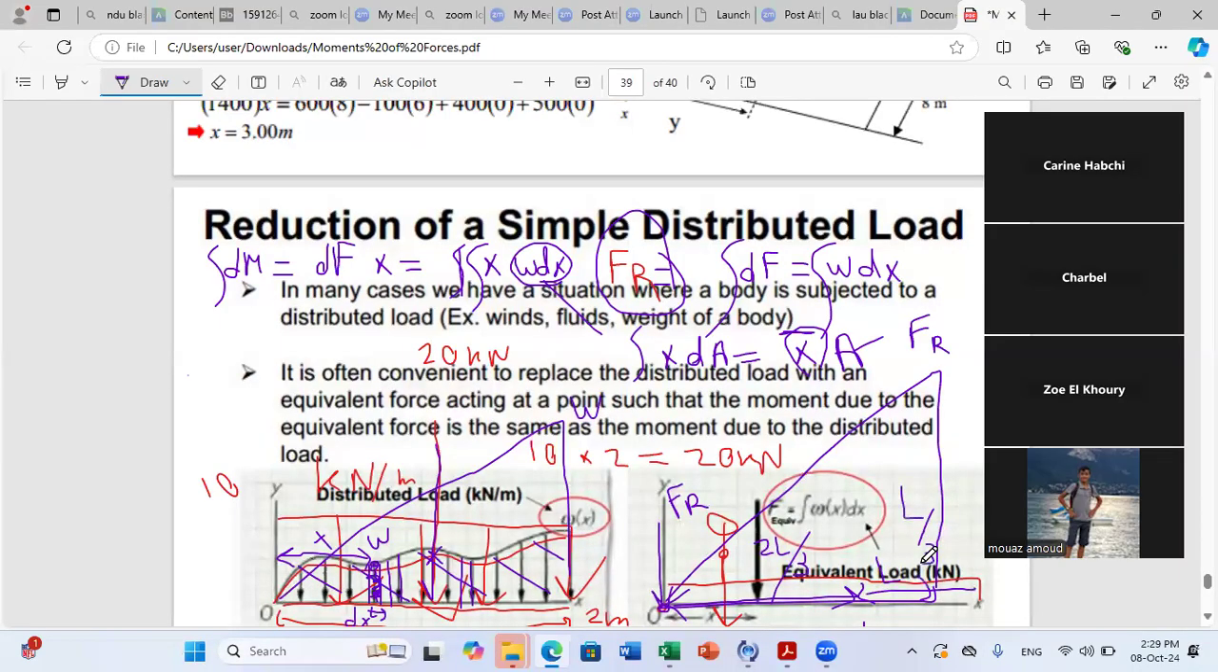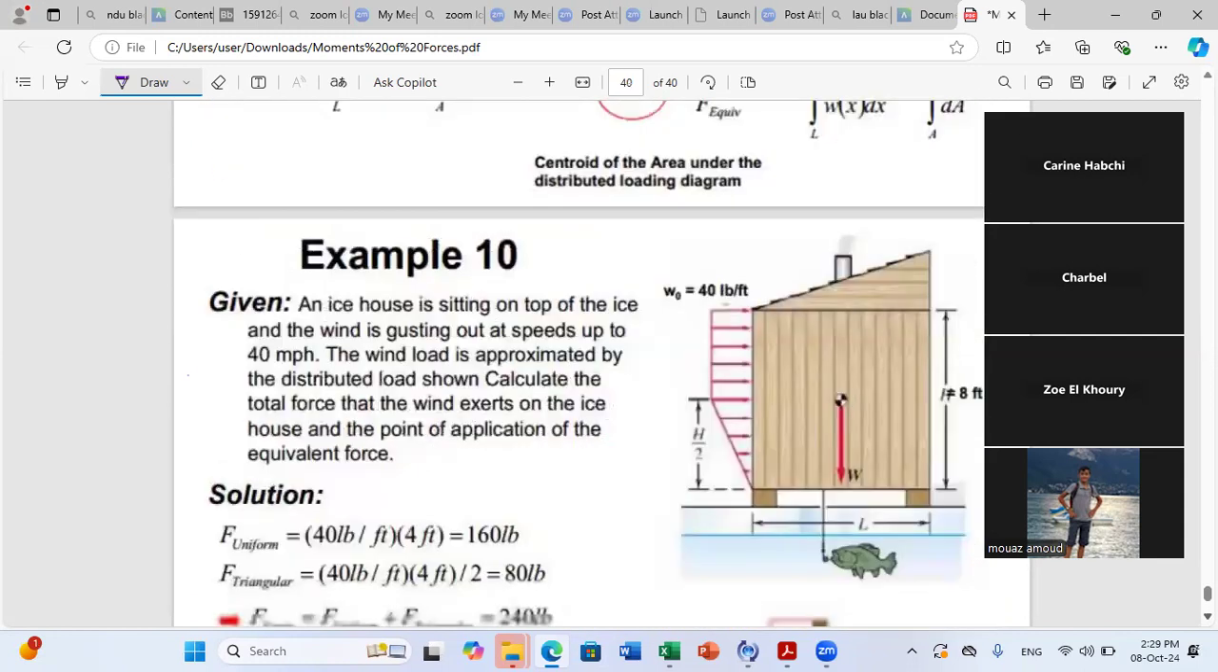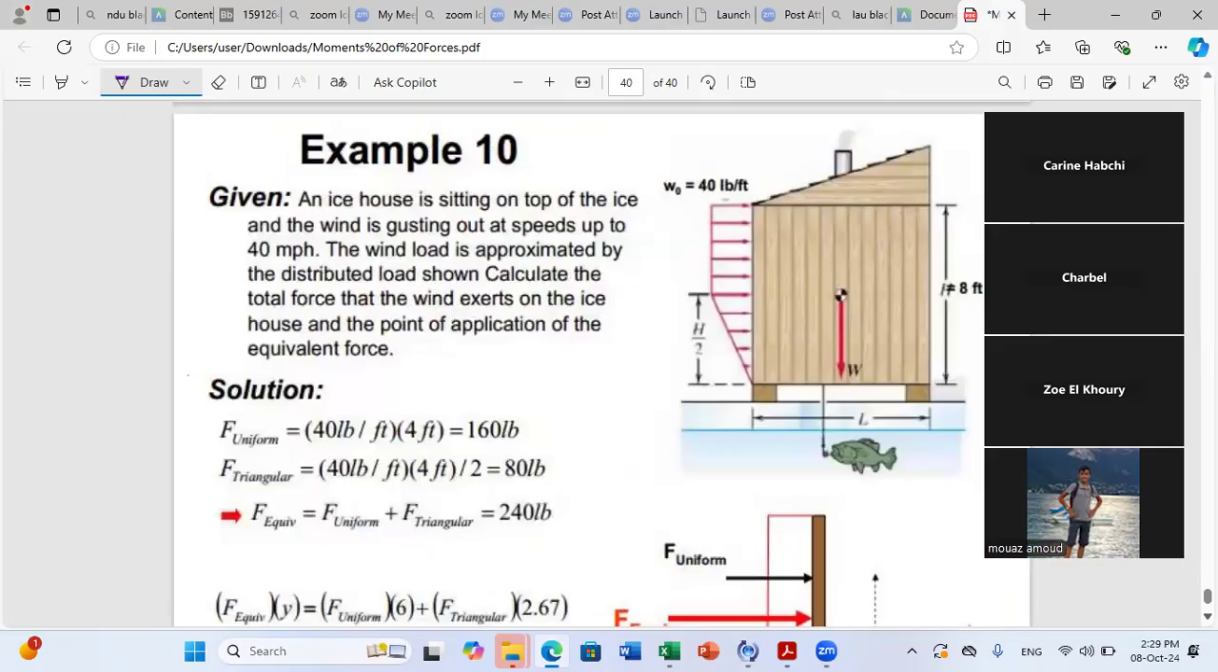So we can say whenever we have a distributed load, if we want to replace it by one single force, the resultant should be equal to the area of the load, and the point of application should pass by the centroid of the area. And then if you want to replace it at O, you need to consider the couple moment x bar times F_R at O. So I will repeat. Let me take this example to illustrate what we mean.